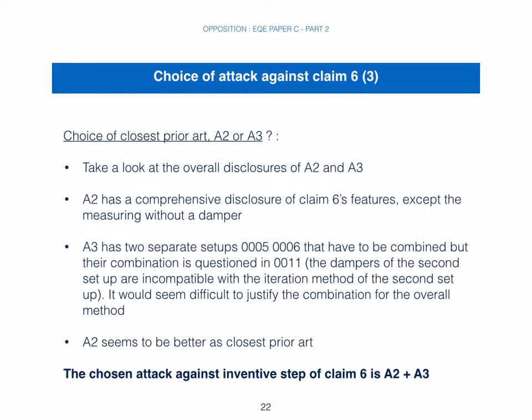Therefore, A2 seems to be the better closest prior art. The chosen attack against claim 6 will then be A2 plus A3.